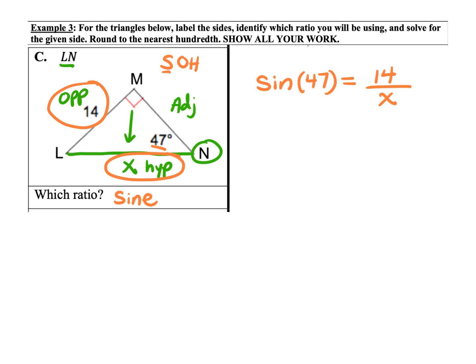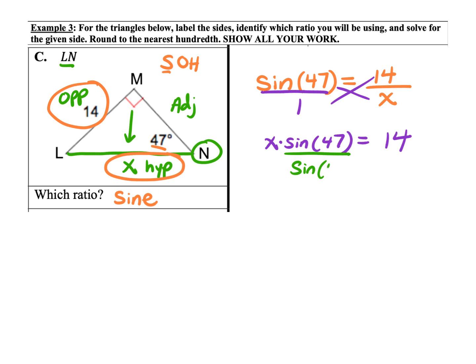And now we can go ahead and solve with our cross products. So I'm going to do my x times the sine of 47 degrees equals, and then 1 times 14 is just 14. Here, x is not by itself, so we do need to divide the sine of 47 to get x alone. When you do that, it will cancel out on this side, and x is just the value that we get when we do 14 divided by sine 47.